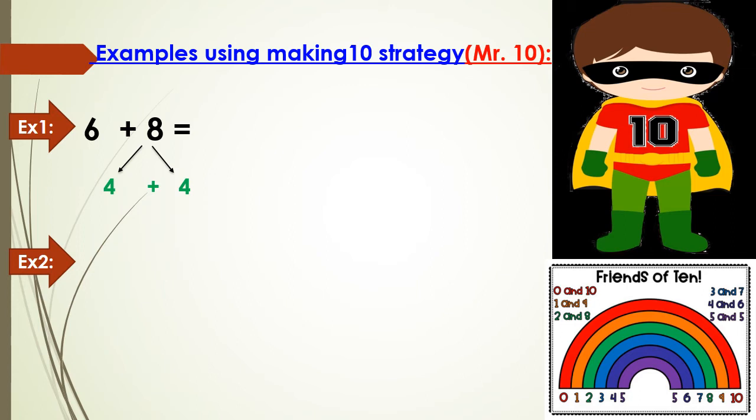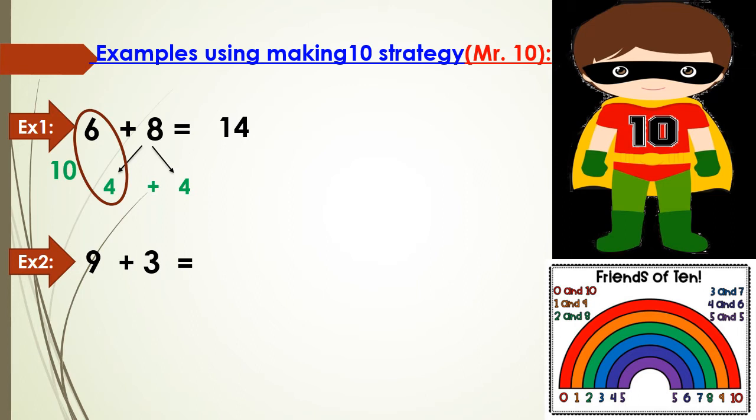4 plus 4 equals 8. So now 8 will give one 4 to 6 to be a superhero, to be Mr. 10. 6 plus 4 equals 10. And here we have another 4 remainder from 8. So 10 plus 4 equals 14.